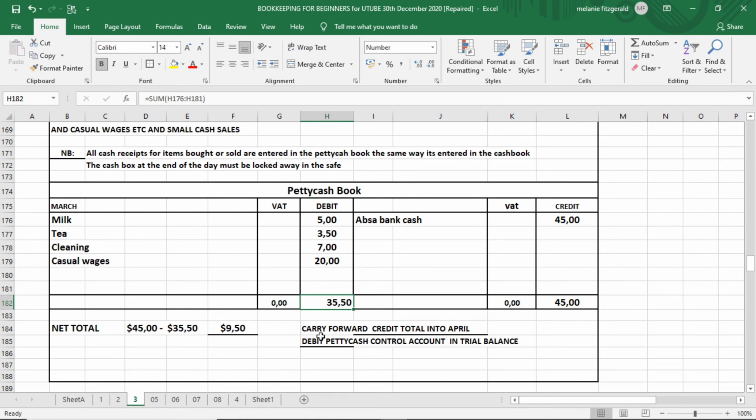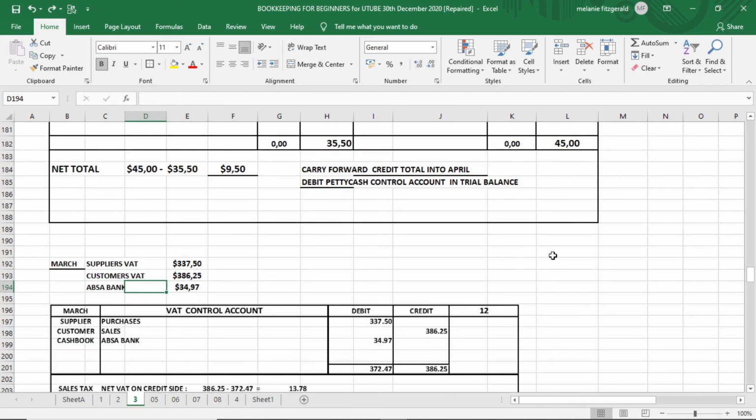The net total, which means that from that 35 taken from the 45, gives us $9.50. That's what's left. We carry that forward and we credit the total of the petty cash. In the petty cash book for April, we credit that total amount, we put it over here because it's money left over. We didn't spend the entire 45 Rand, so it's still money we have. And we debit the petty cash control account in the trial balance. Okay, so now we're going to end off with the VAT control account.